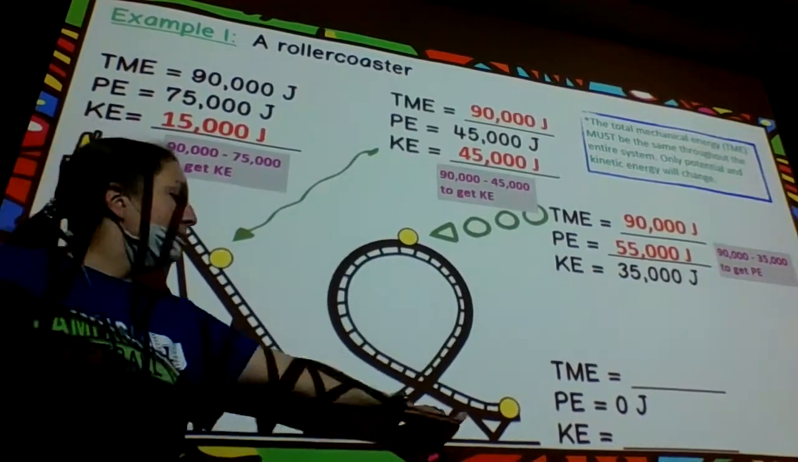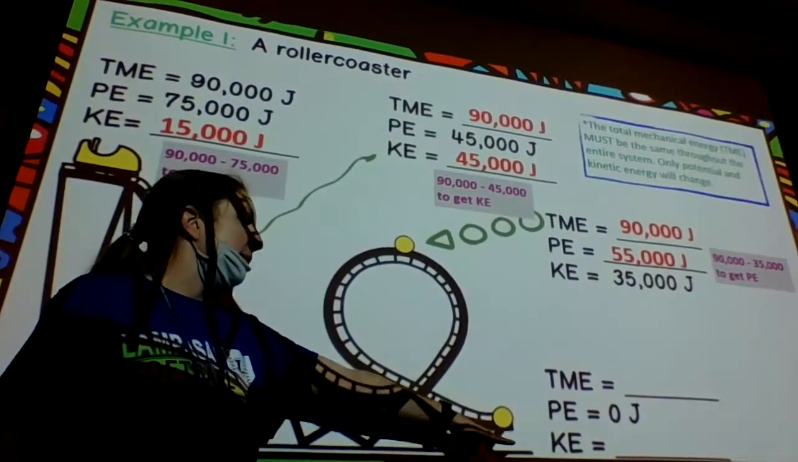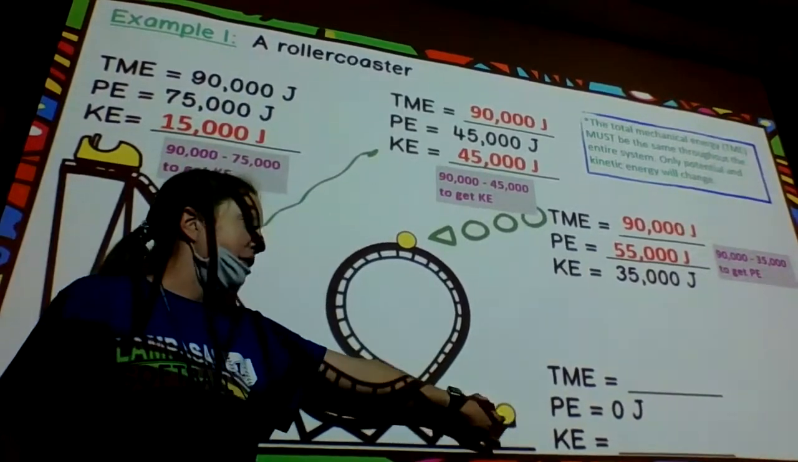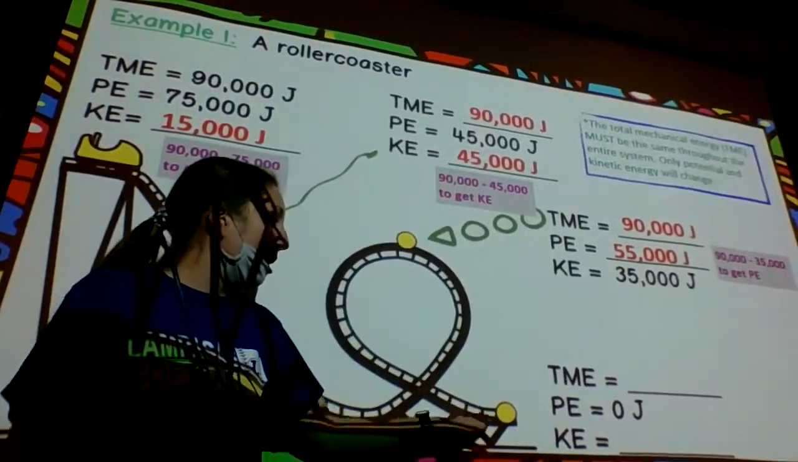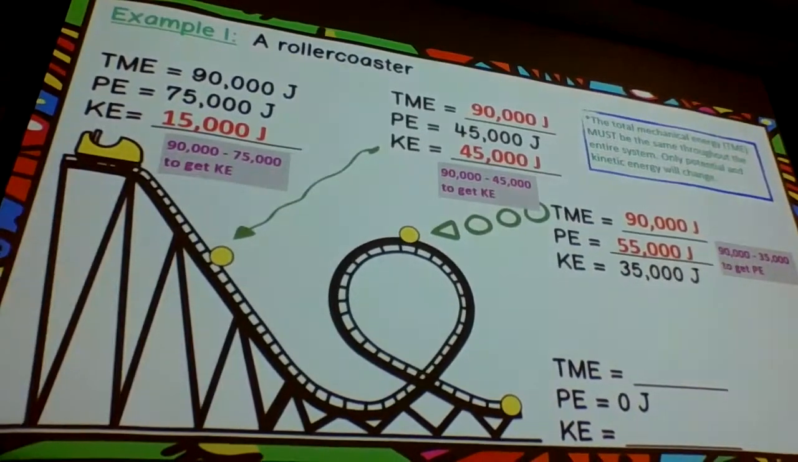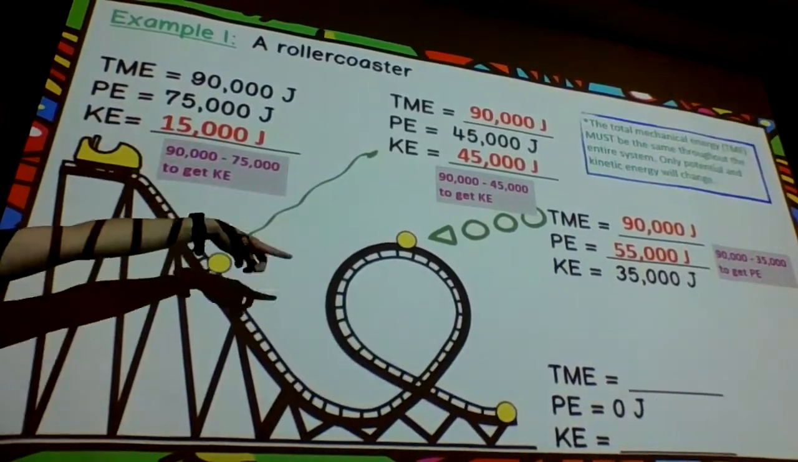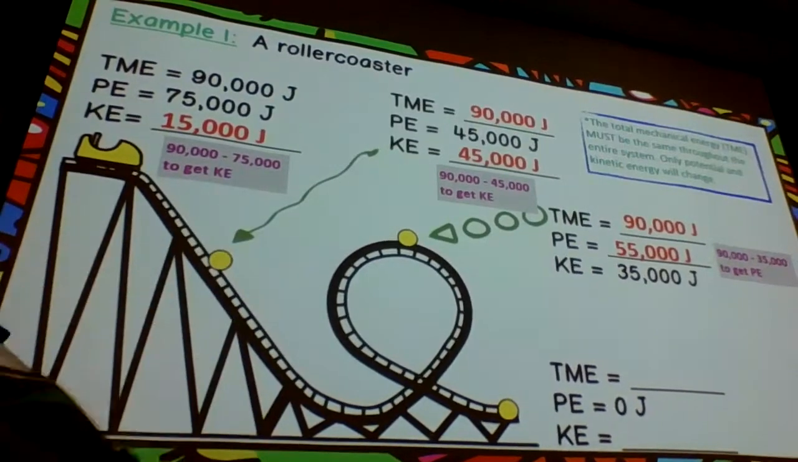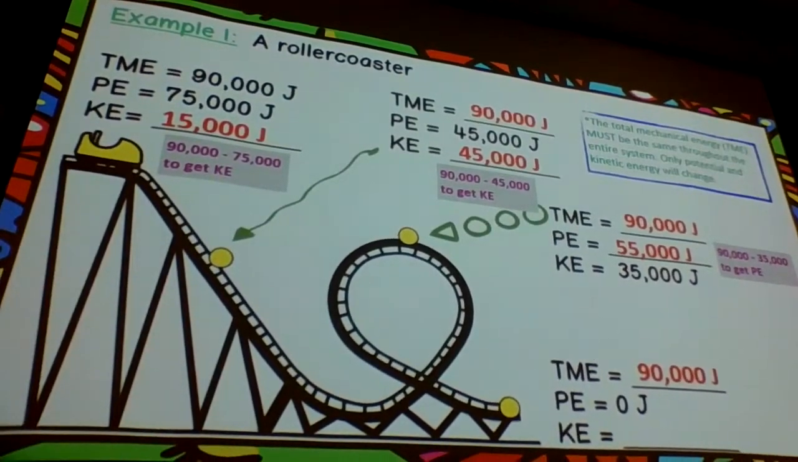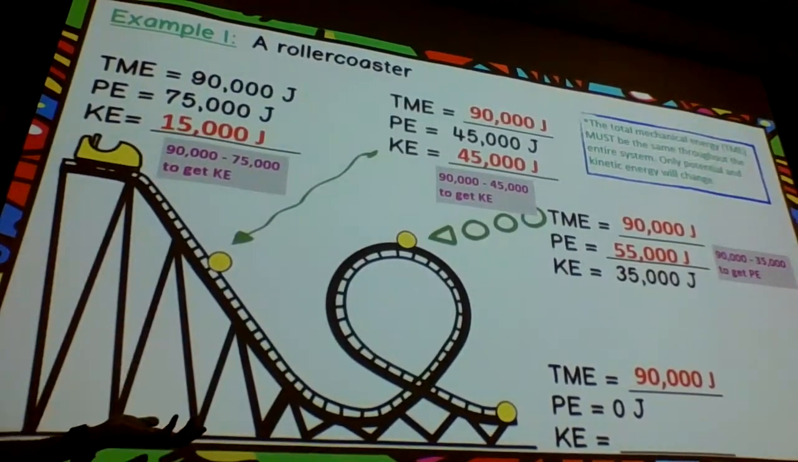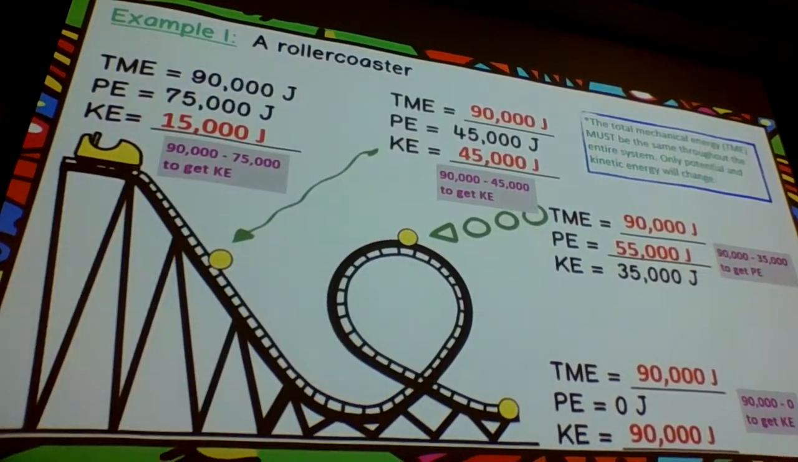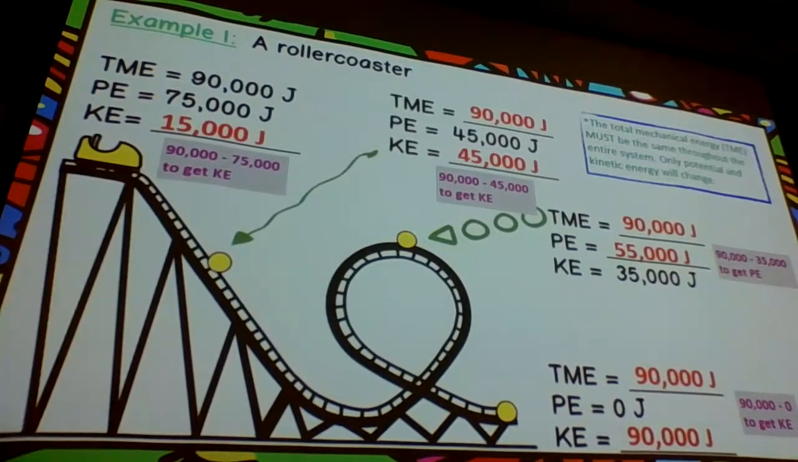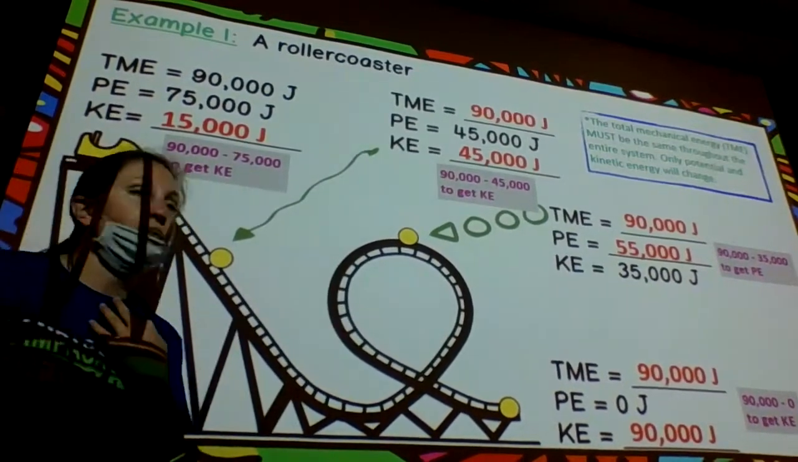All right, right here, we're at the bottom of our loop. So this is going to be where we have the most kinetic energy and 0 potential energy, because we're at that bottom. If you imagine it, at the bottom of a loop is when we have the most kinetic. But let's go ahead and start. What's my TME? 90,000 joules. If potential is 0, what's my kinetic? 90,000 joules. Okay? Everything has to add up to TME.